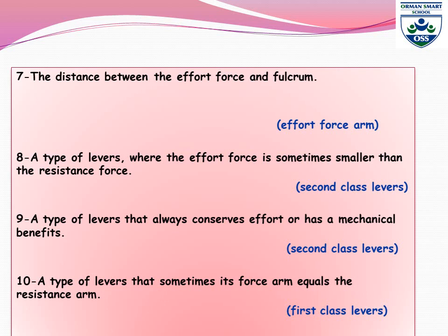8. A type of levers where the effort force is sometimes smaller than the resistance force. In this type, we find the lever conserves effort, so it is the second-class lever. 9. A type of levers that always conserves effort or has mechanical benefit. This type is the second-class lever. 10. A type of levers that sometimes has its force arm equal to the resistance arm is the first-class lever.